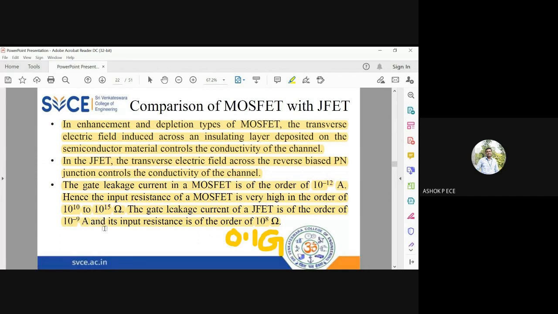The first difference is how the conductivity happens. In MOSFET, the conductivity happens because of the electric field set up across the metal, oxide, and semiconductor region, whereas in JFET, the conductivity is because of the reverse biased PN junction characteristics. As for leakage current, in MOSFET the leakage current is in the order of picoamperes, so the resistance will be very, very high, in the order of giga ohms. Whereas in JFET, it is in the order of nanoamperes, so the input resistance will be in the order of 10 power 8 ohms or 0.1 giga ohms.